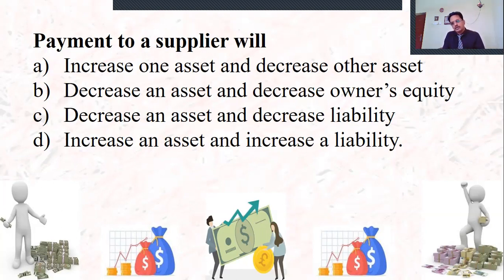Whether it is account payable, sundry creditors, bills payable, bank loan, qard, anything, when you make payment your liability will decrease. Asset will also decrease, as cash is going. So decrease in asset and decrease in liability. C is the correct option.